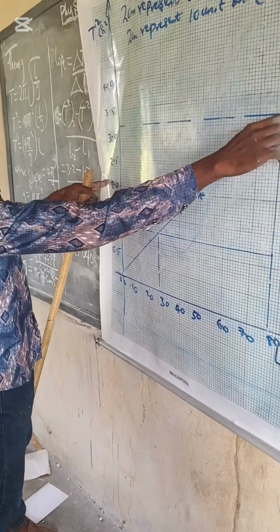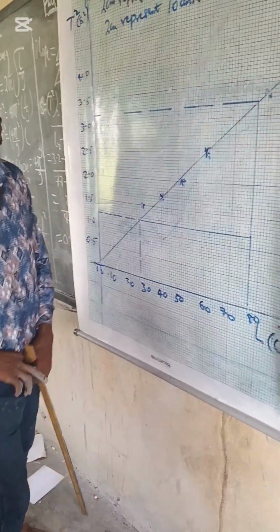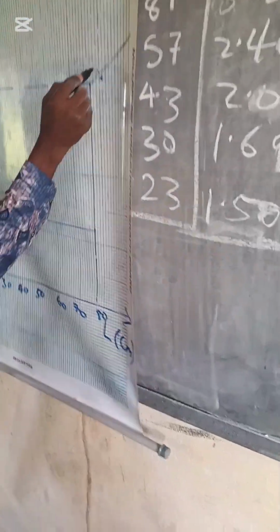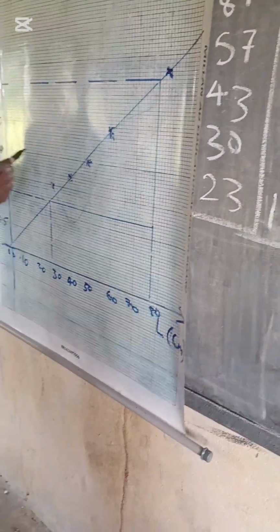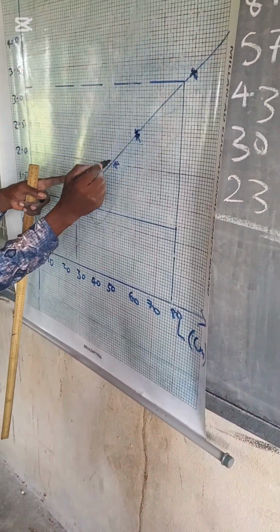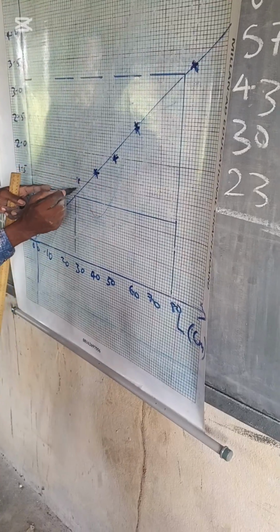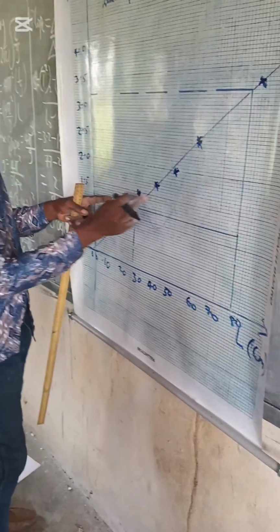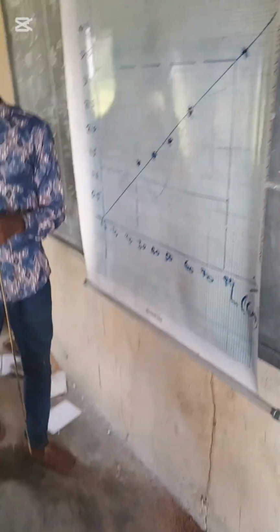Look at this where we plotted at that point. So that is this point here. Then we have another point we plotted here, various points. These are our various points.